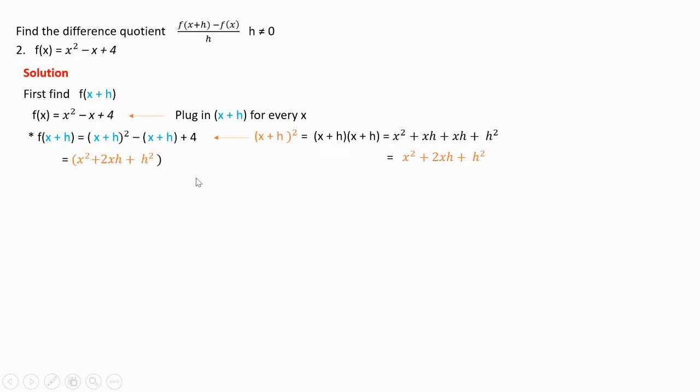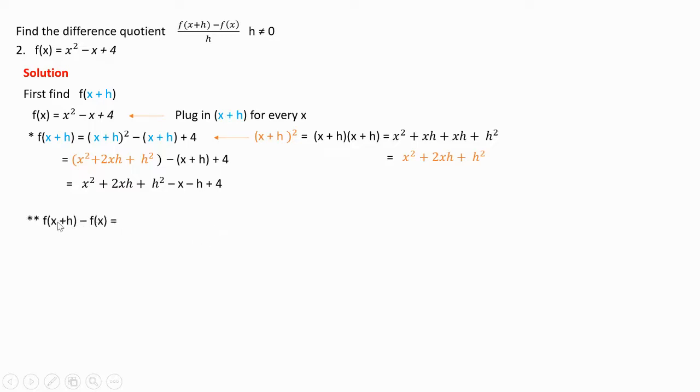Okay. Now we have minus x plus h, right? These, we just bring them down. Now we're going to simplify. So we have x squared plus 2xh plus h squared. This will give us negative x minus h plus 4.